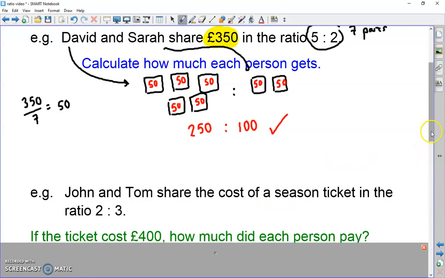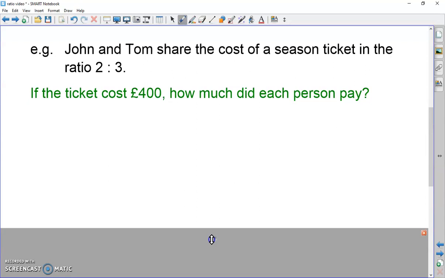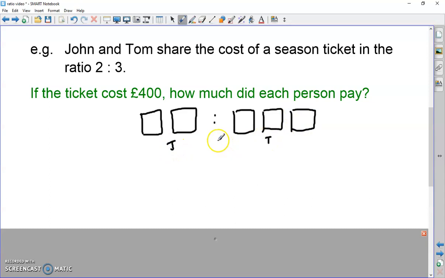Okay. Now then, the next example. John and Tom share the cost of a season ticket in the ratio 2 to 3. If the ticket costs £400, how much did each person pay? Okay, so we've got 2, 3. This is John, that's Tom. Because it's always the order you read them. John came first, so John pays the least.